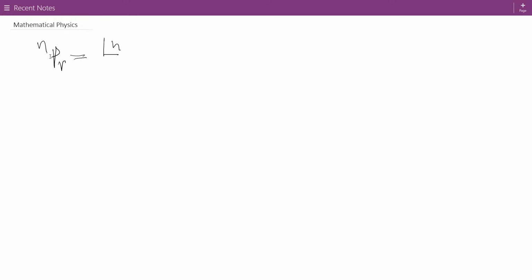factorial n by factorial n minus r. This factorial you can also write in this way: n factorial by (n minus r) factorial. What do you mean by factorial?